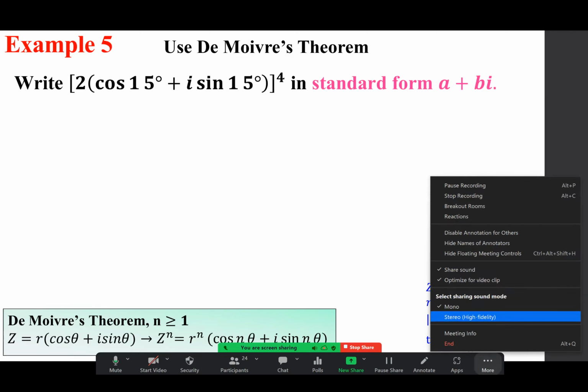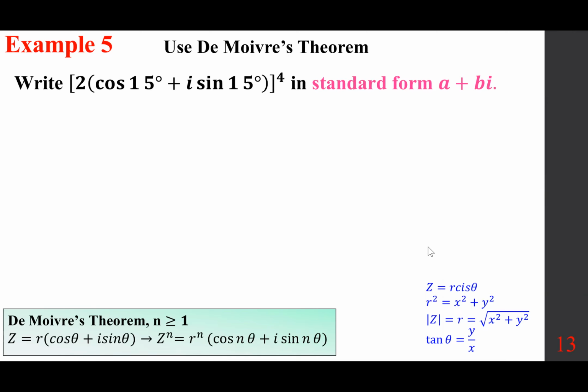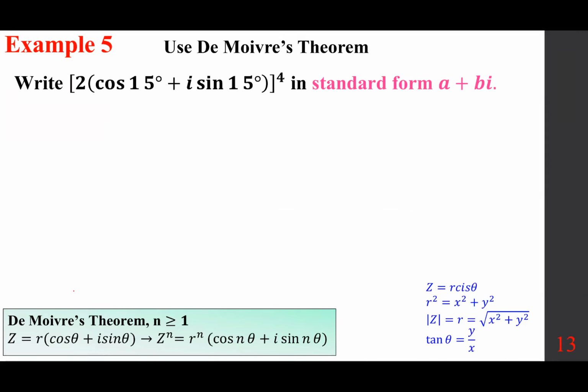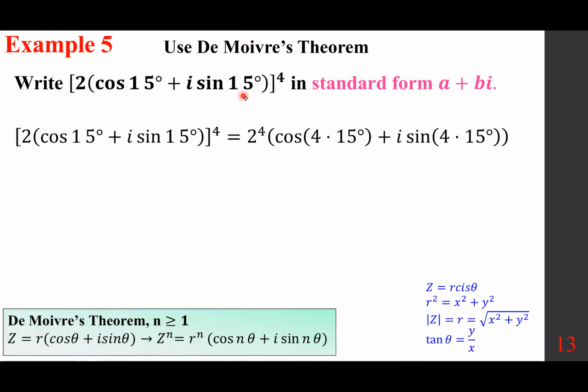All right, so we want to raise this to the 4th power. So 2 to the power of 4, and then cosine of 4 times 15 plus I sine of 4 times 15. So 2 to the power of 4 is 16. 4 times 15 is 60 degrees. So that would be the answer in polar form.